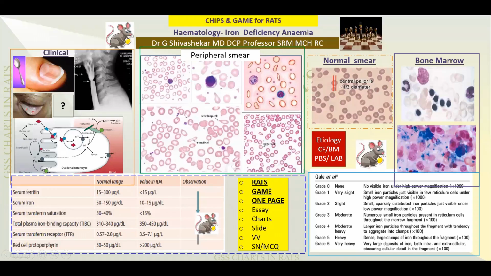From the normal smear, the peripheral smear, the difference with the macrocytes over here, and then what are the various morphological abnormalities, how do you stain and look for the iron stores, the grading of it, and then the clinical presentation, apart from this pallor, breathlessness, etc. Those things again we shall visit, but kindly go back to these references. This will be your pillar for the examination. The theory class and RATS and the one page.